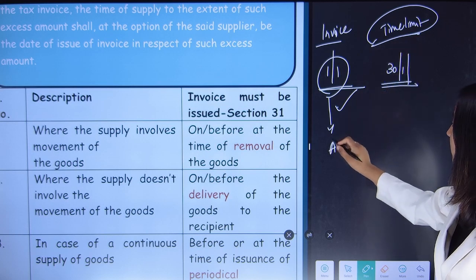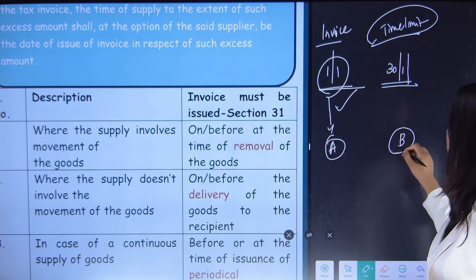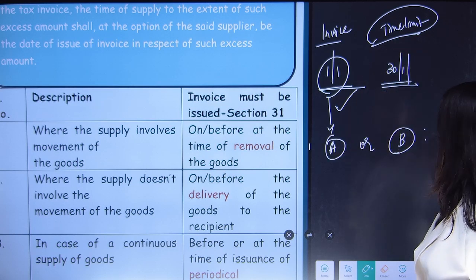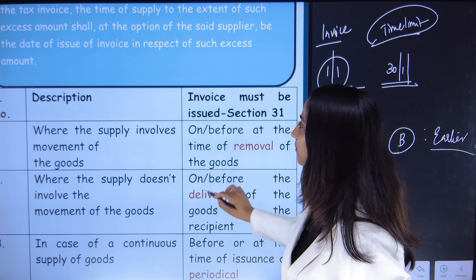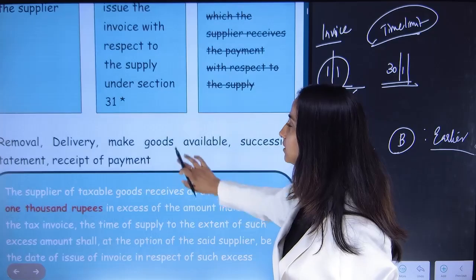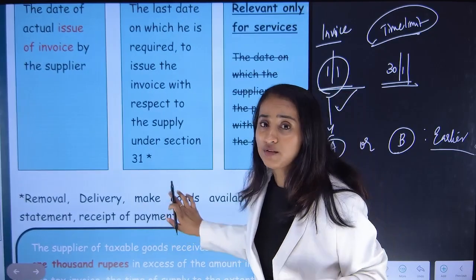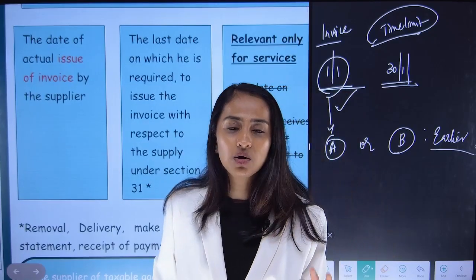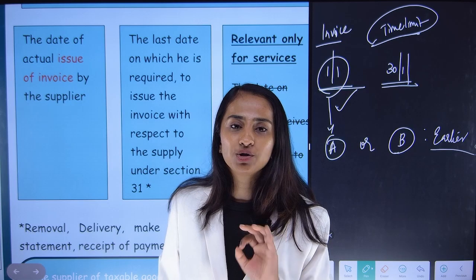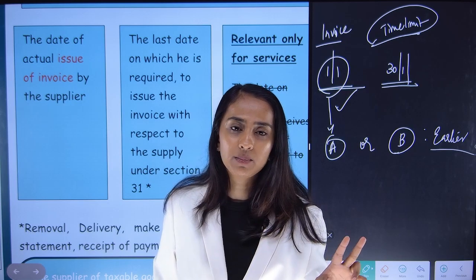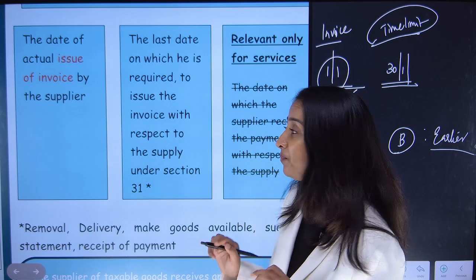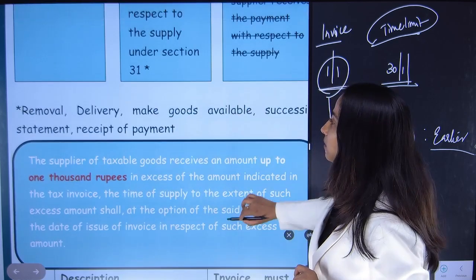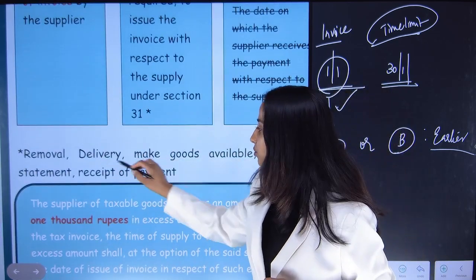So let's say this is A, let's say this is B. So A or B, earlier of the two. Clear? Okay. So the time of supply for goods will be, can you tell me, the date of actual issue of invoice, invoice date, or the last date on which the invoice should have actually been issued. These 2 dates you will compare, take the earlier of the two, and that will be your time of supply for goods.